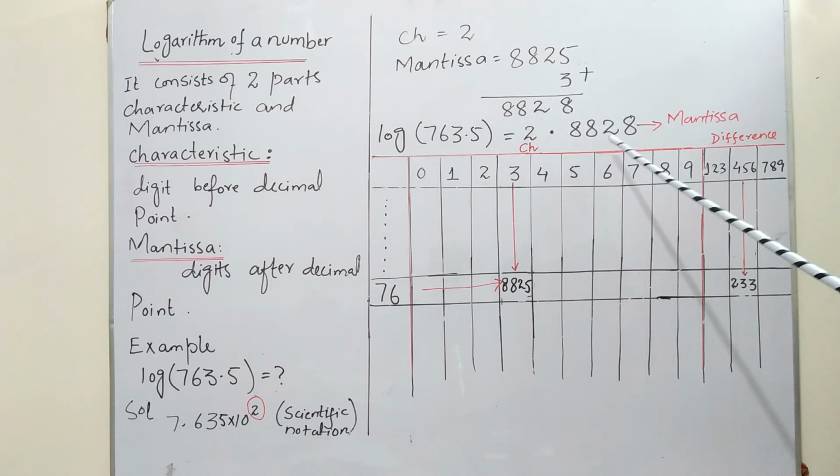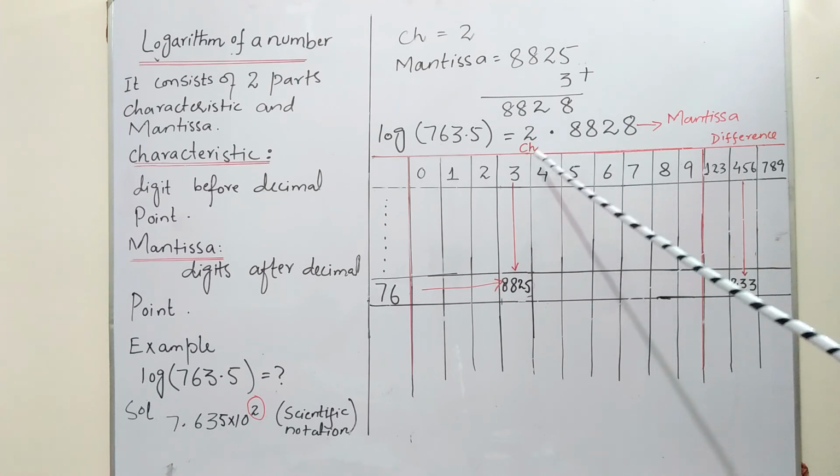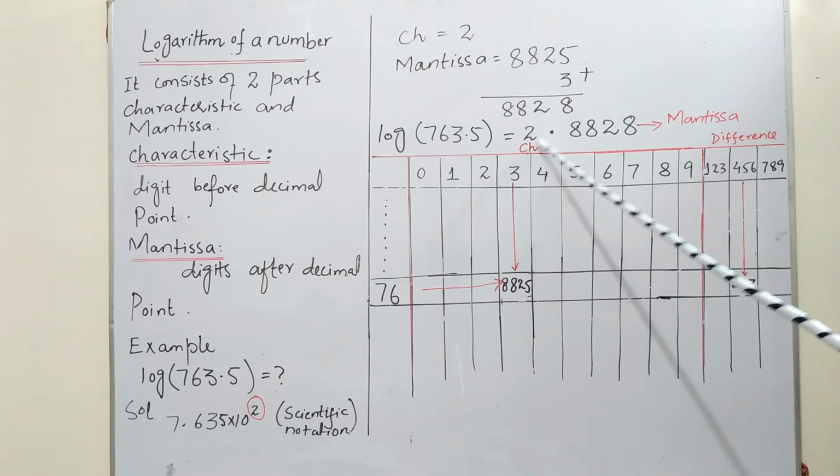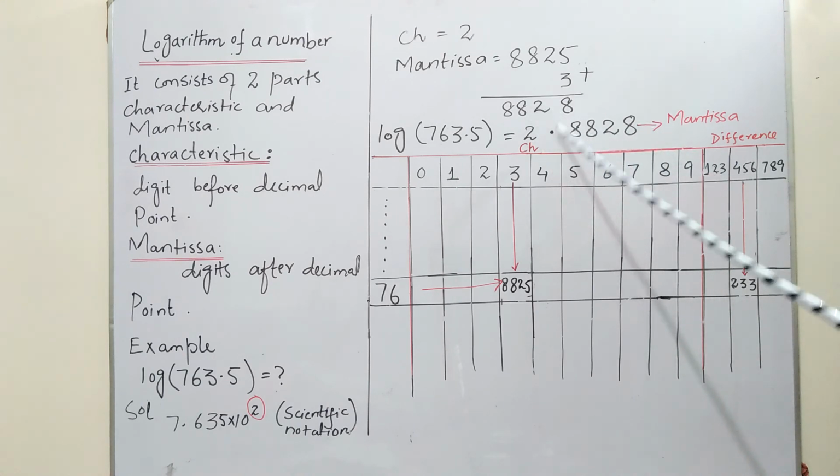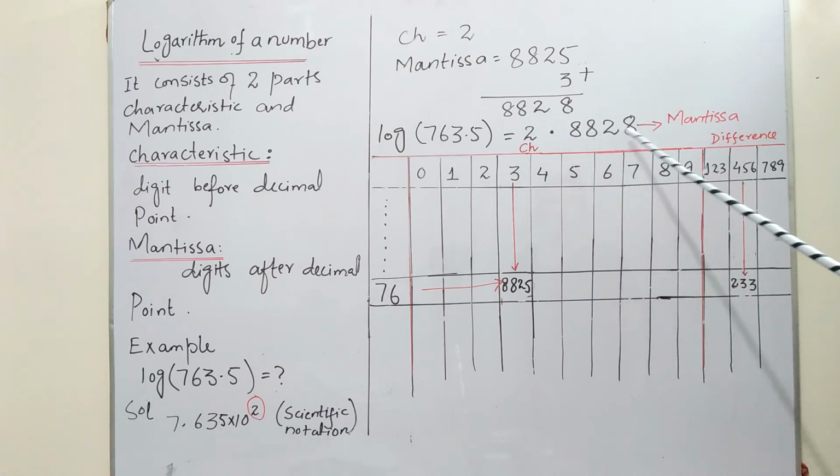Now to write the logarithm of the given number, the method is characteristic, then the decimal point, and then the value of the mantissa. So it becomes 2.8828. The logarithm of 763.5 is equal to 2.8828.